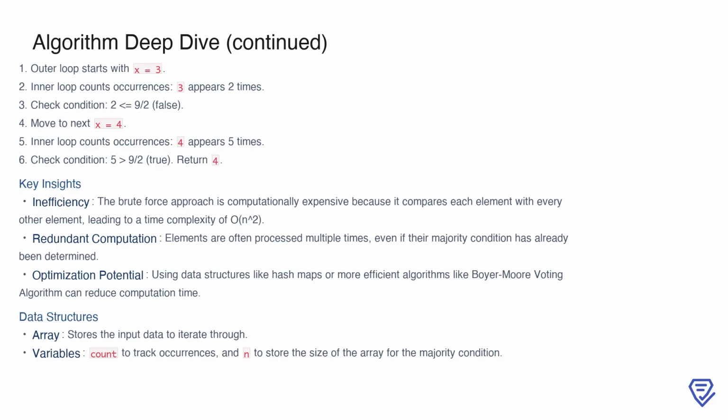The process continues with the next candidate, 4. The inner loop counts the occurrences of 4, which is 5.